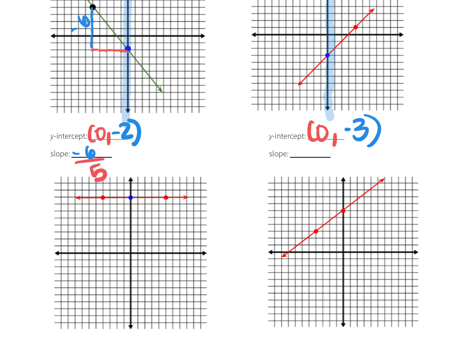Remember that for the y-intercept, your x value is always 0 because there's not any movement across the horizontal axis. So your y-intercept, the first number is always going to be 0. Your x is 0, and then your y is the number on the vertical axis.